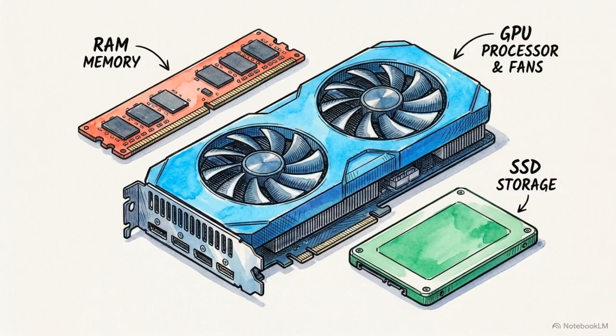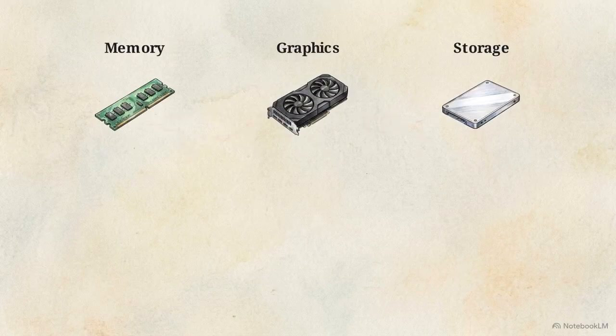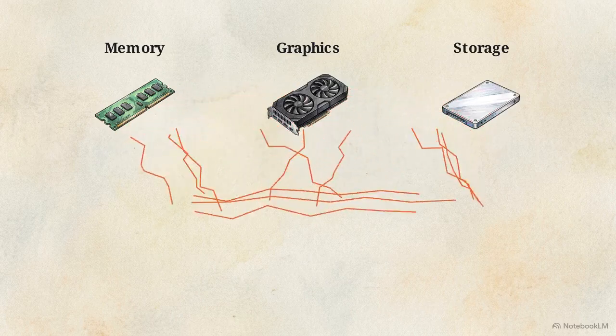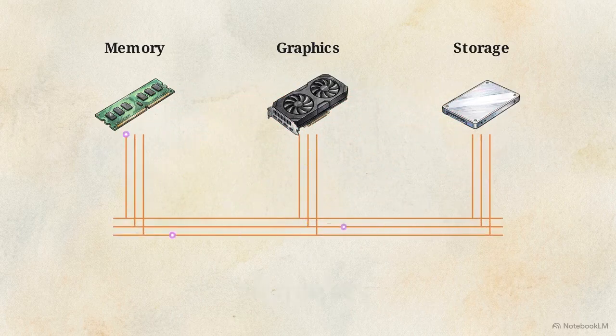Your computer consists of dozens of separate parts: memory chips, graphics processors, and storage drives. How do all these distinct pieces talk to each other without their signals dissolving into total chaos? They rely on a highly specific road system. In computer hardware, we call this a bus.